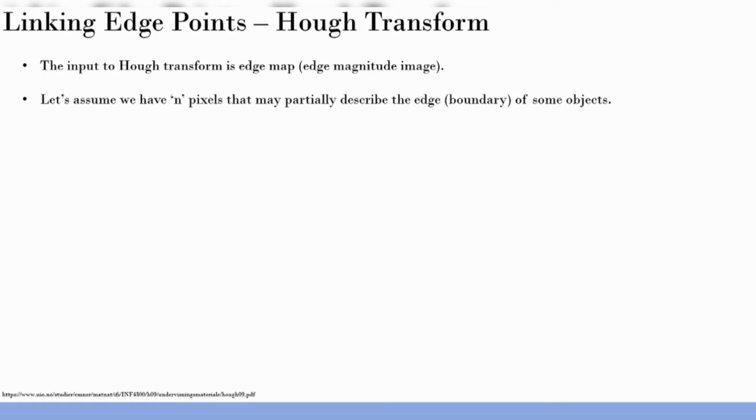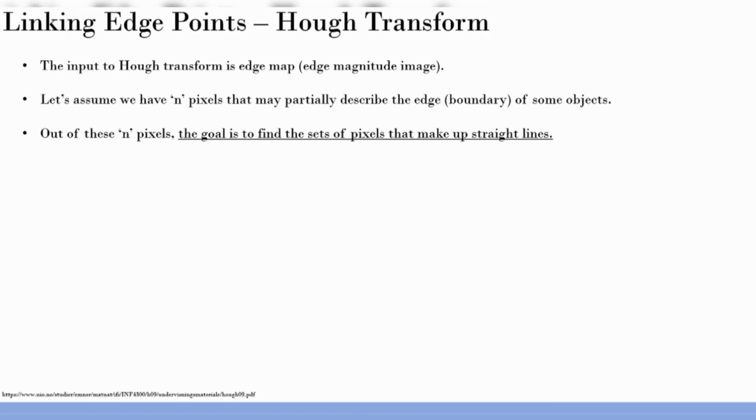Okay, so now let's assume that you have an image with n pixels that may partially describe the edge or the boundary of some objects, right? An edge can be something like a continuous contour, or it can be a region, for example the flower example that we introduced, where the border of the flower can be like an edge map, right? So it can be a region, it can be a boundary, or it can be an edge map, as simple as that. Out of these n pixels, our goal is to find the set of pixels and link them together that make up straight lines. Okay, so that's the starting point.